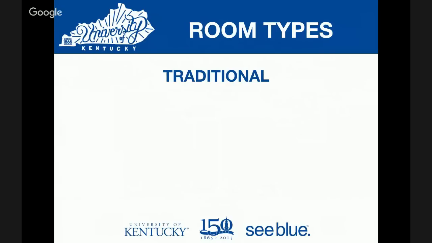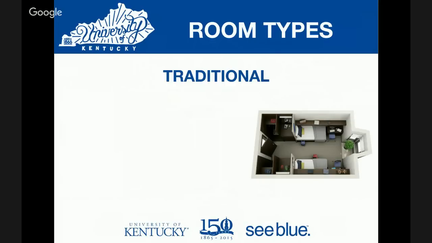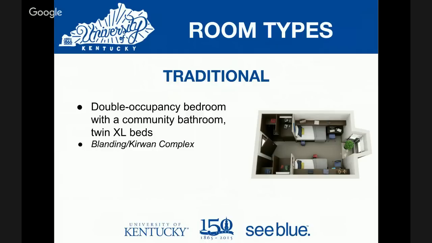So the first one we're going to talk about is our traditional rooms. These rooms are going to be kind of what you would think about when you're just brainstorming, oh, what's it going to look like when I'm living in college? And this is going to be what that looks like. It's going to be two roommates in a room, double occupancy with a community bathroom and twin XL beds. They also are located in the Blanding-Kerwin complex.